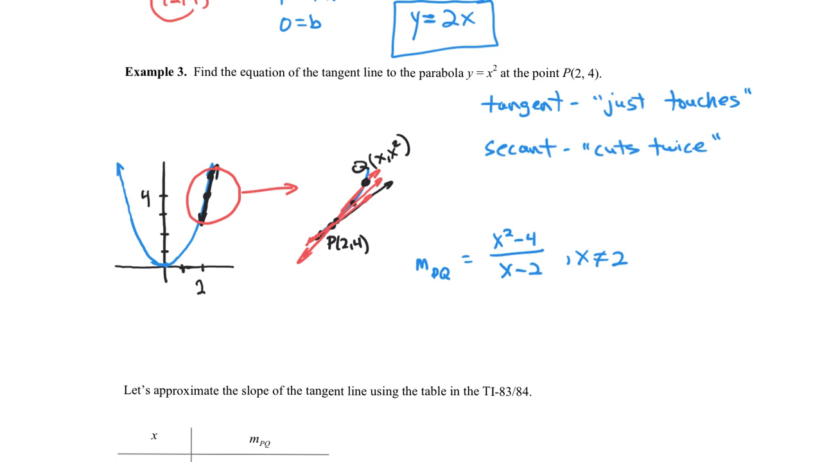Because, of course, if x equals 2, then we're going to get division by 0, and that would mean this point Q is the same as the point P. We want to slide x along here closer and closer to 2. We could go from numbers below 2 also. This one just happens to be from above 2. And as this slides along, we want to see the slopes of these secant lines get closer and closer to the slope of the tangent line.